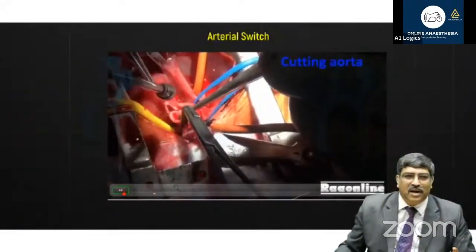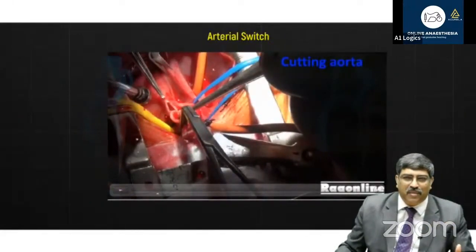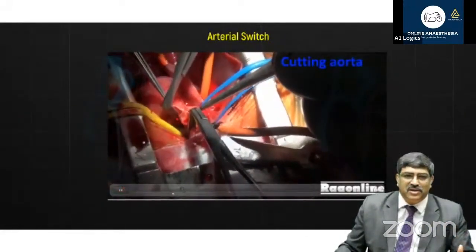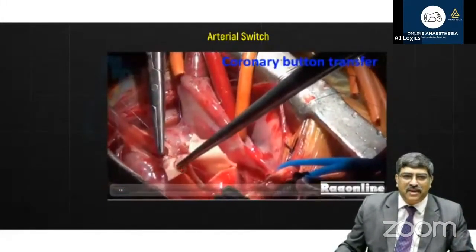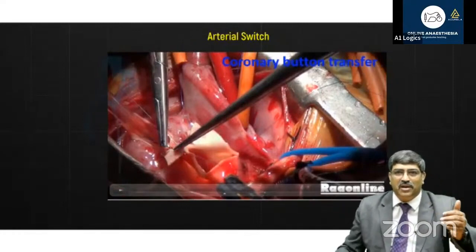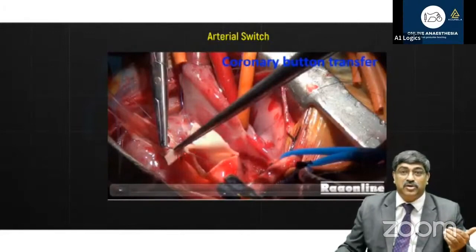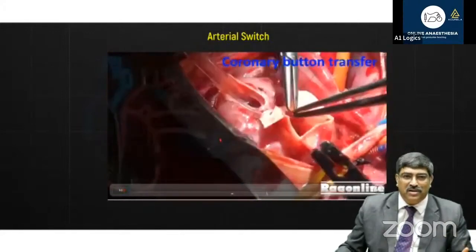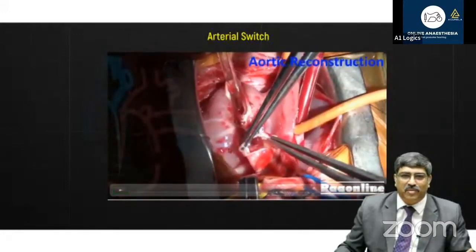Here you can see the aorta is being cut open. You transect the aorta which is coming from the right ventricle. Here you can see the aorta is being transected. Then this is the coronary button which is coming from the aorta which is coming from the right ventricle and being anastomosed into the neo-aorta. Here you can see the coronary button anastomosed there. Coronary button anastomosed to the neo-aorta.